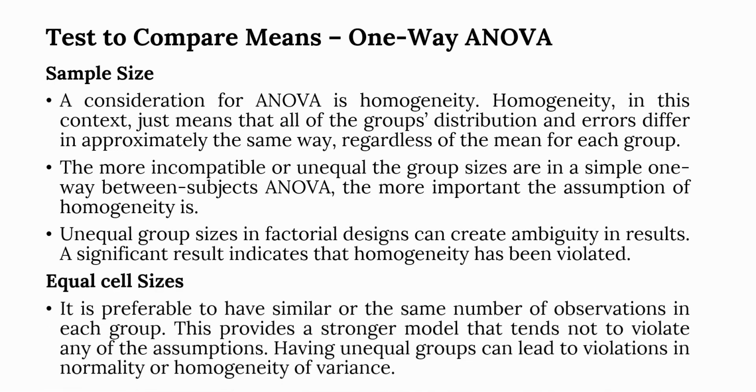Equal cell sizes. It is preferable to have similar or the same number of observations in each group. This provides a stronger model and tends not to violate the assumptions. Having unequal groups can lead to violations in normality or homogeneity of variance.